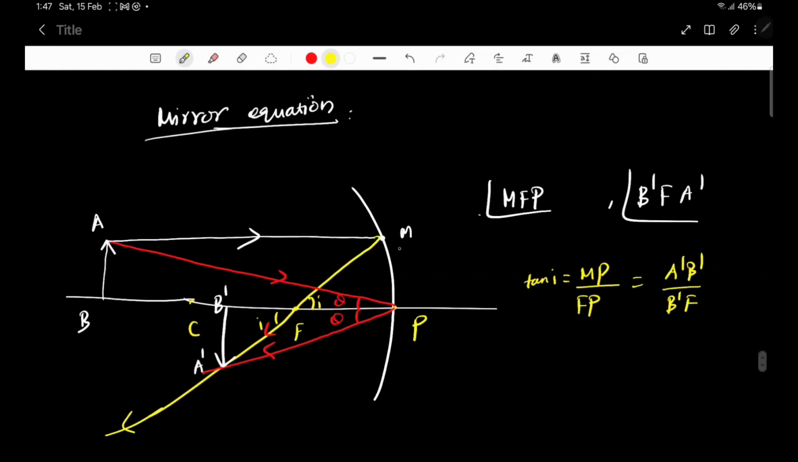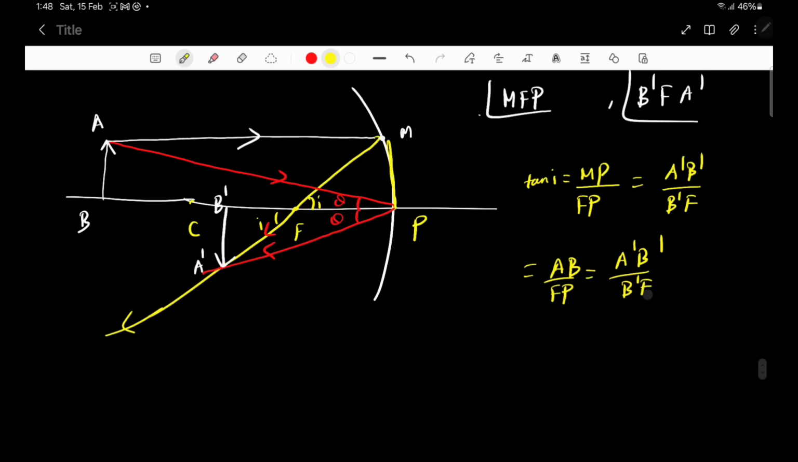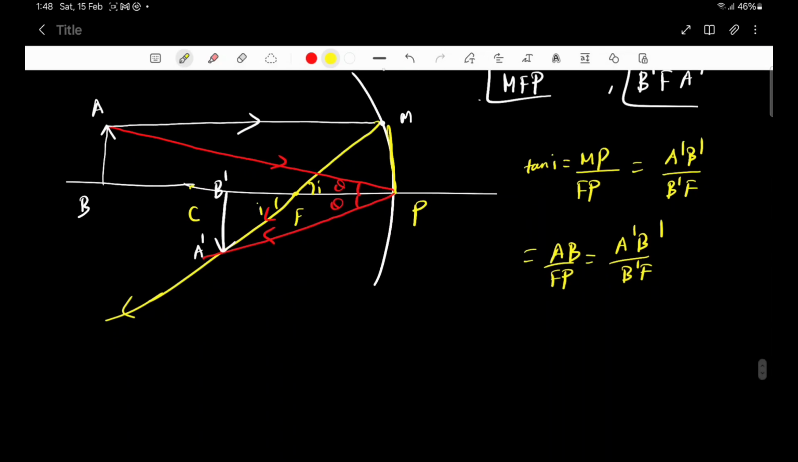And I can very clearly tell that since MP is assumed to be a straight line, the MP length is approximately equal to AB length. Is it right? So, MP can be replaced with AB. So, I got AB by FP equal to A dash B dash by B dash F. Now, I can try to rearrange this into this form. I can say that A dash B dash by AB equal to B dash F by FP. I got equation 1. Let it be equation 1.